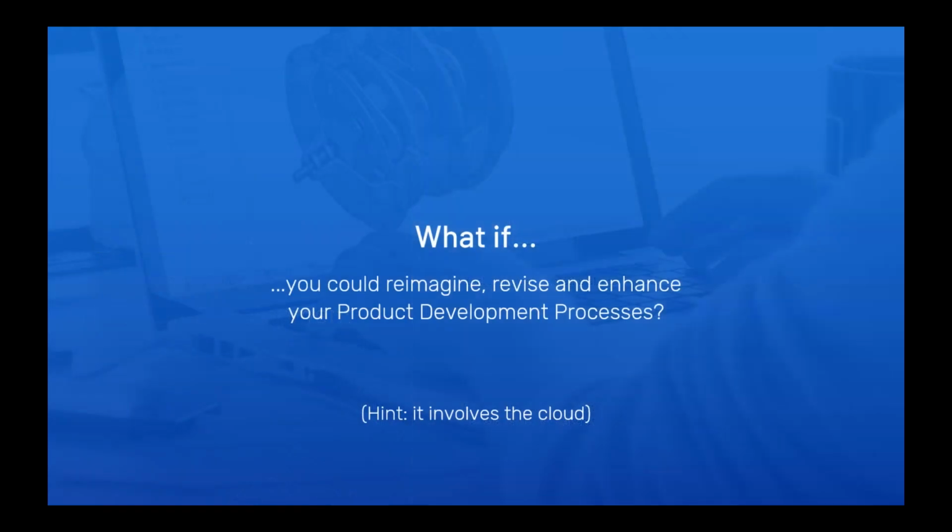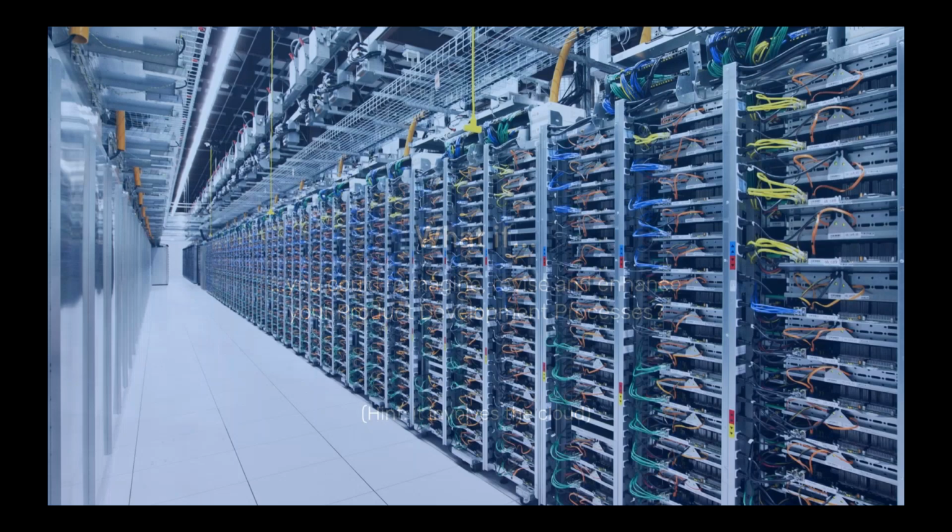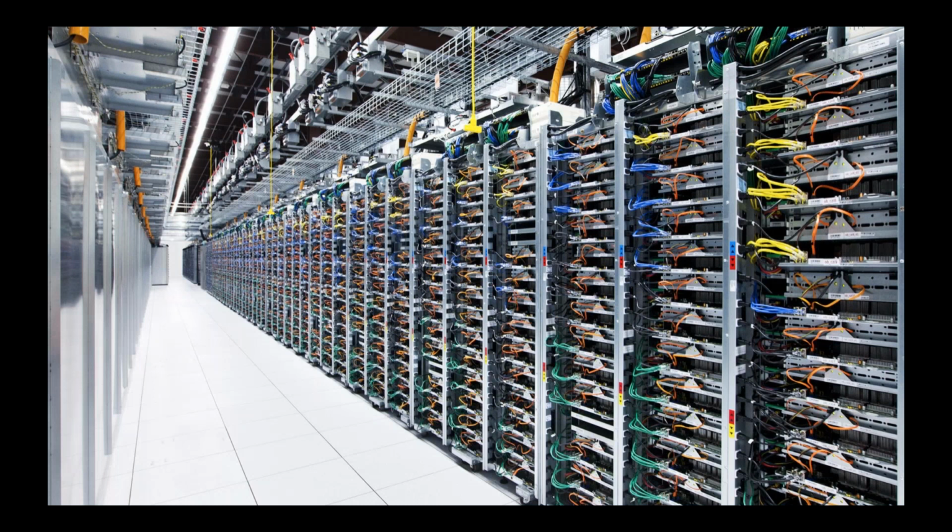So if we could reimagine what this product development process looks like, it of course involves the cloud. If you'll notice, there wasn't a file icon or click in Onshape. It's automatic. Anything I do is saved automatically to the cloud. And this is what the cloud might look like, an Amazon data center, if you will.